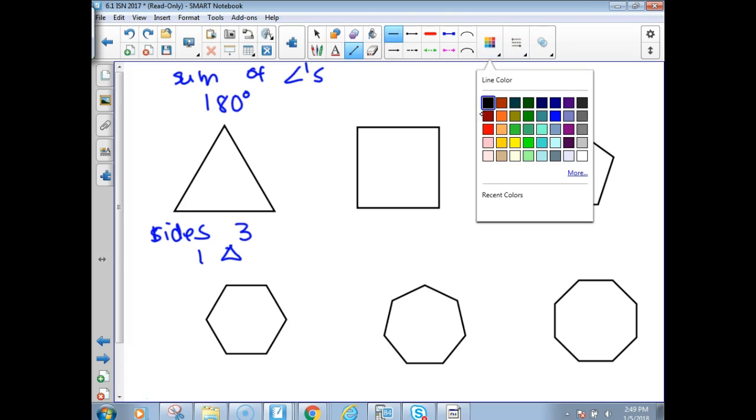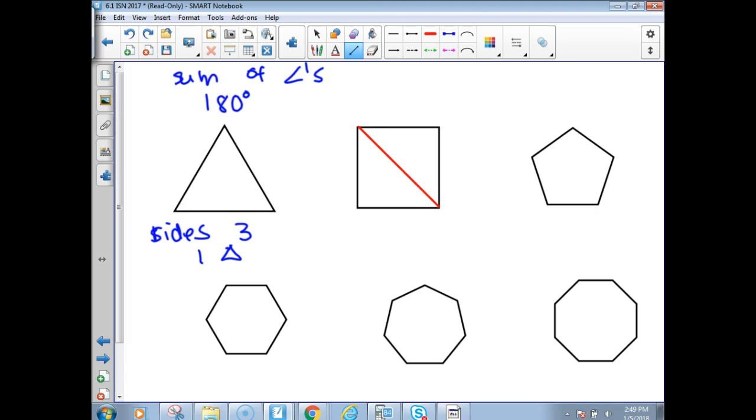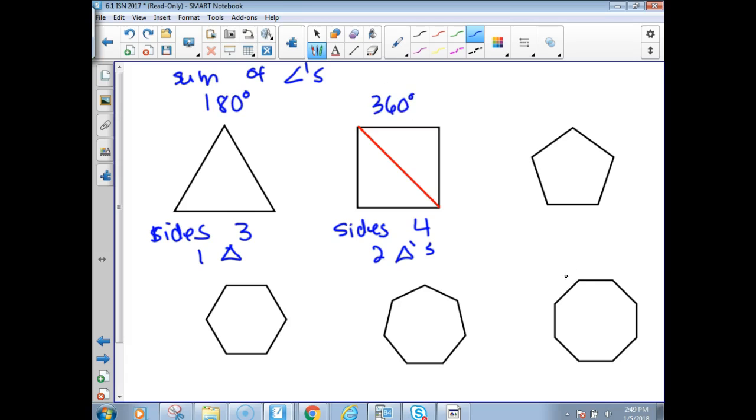Now, how many triangles minimum can I divide this figure into? Yes, by making a diagonal that way. So what I see here now is that this thing has 4 sides, and there are 2 triangles. Okay. The sum of the angles is 180 plus 180, which is 360. This one has the number of sides of 5.